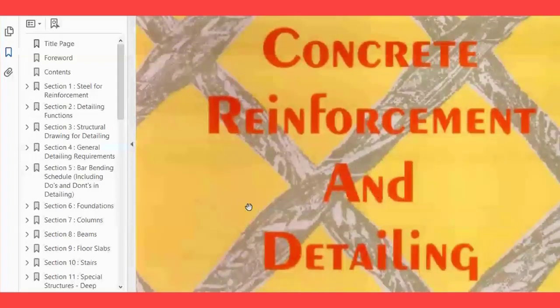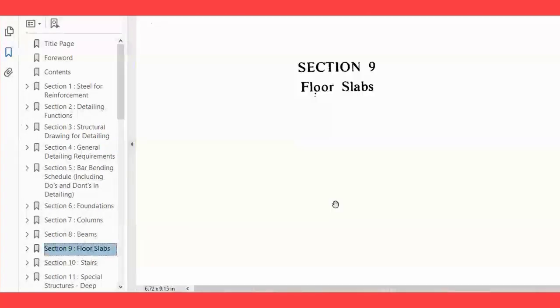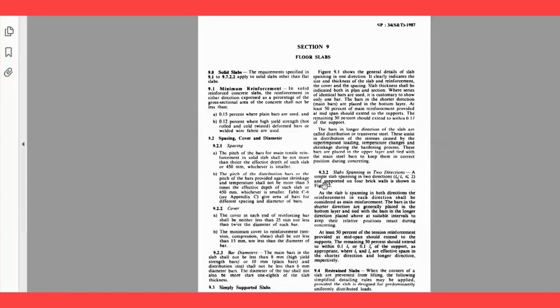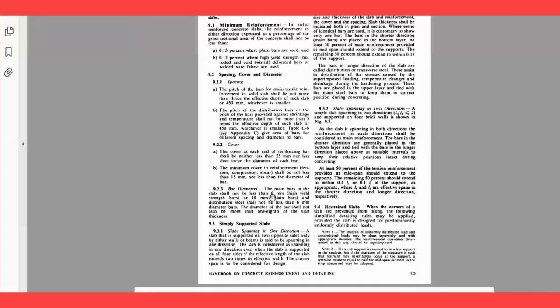So section 9 is about floor slab. So this will give you a guidance regarding how you should actually detail it. If you want, you can read this. There are certain provisions which will be given, and you can see like bar diameter. They have also given you some guidance. If you get some time, you can always read this.